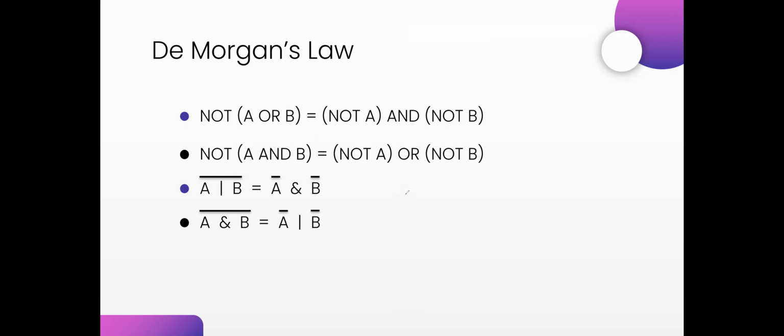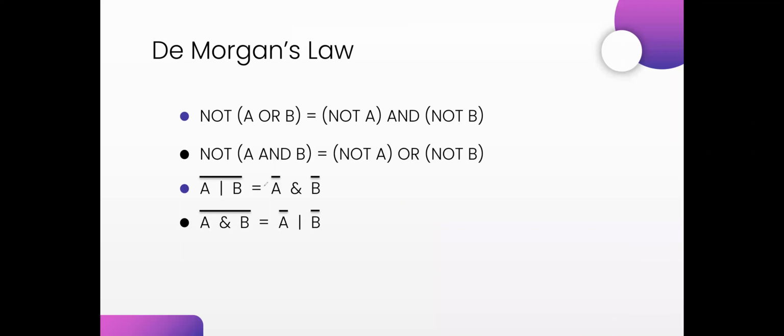So you are going to evaluate A or B first, and then apply the not on this one. You can see this not is pretty long, so that means it covers everything under it. So I'm going to evaluate A or B first, and then evaluate the not. So basically it's not (A or B), something like this.